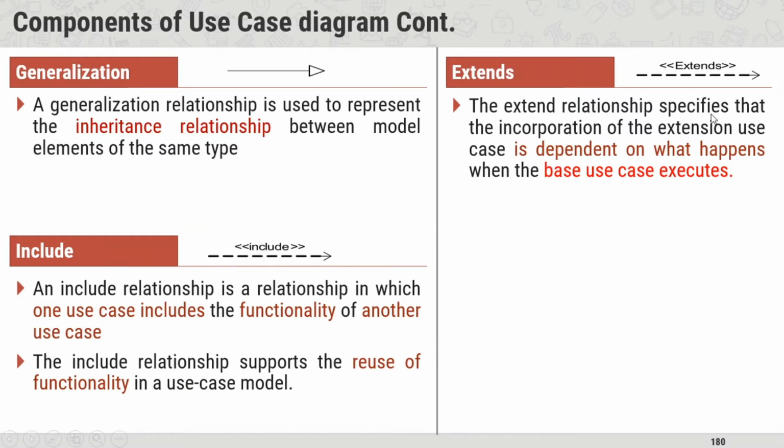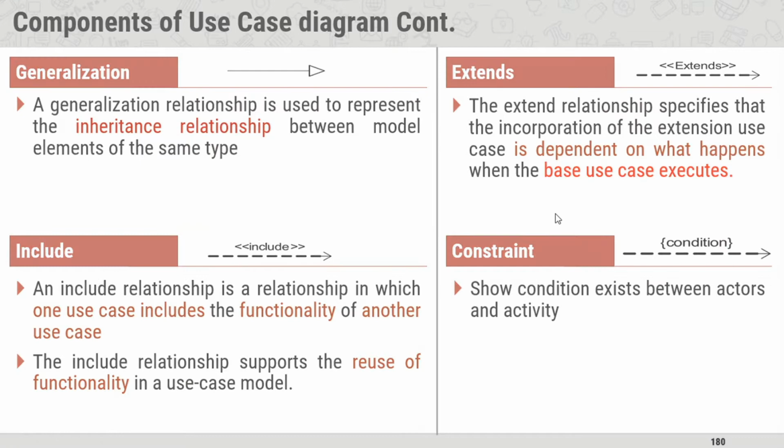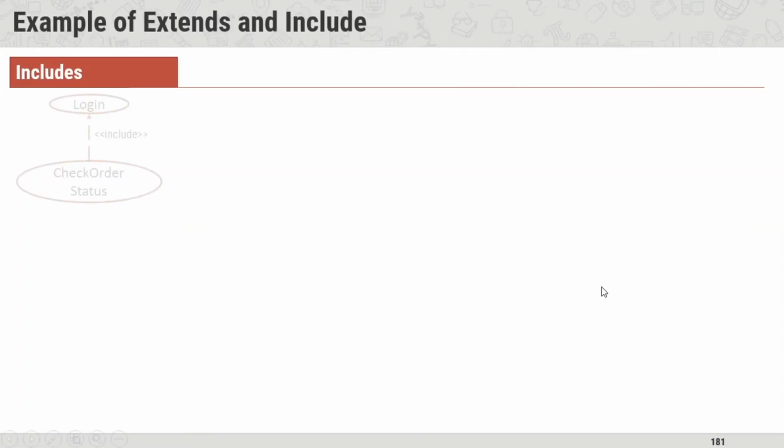Extends. The extend relationship specifies that the incorporation of the extension use case is dependent on what happens when the base use case executes. And this is the constraint, like if you are having some condition that exists between the actors and the activity, then we write the condition on this arrow. So let's take an example of extends and include.